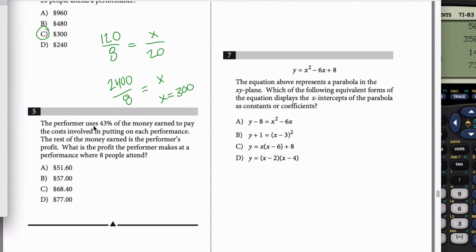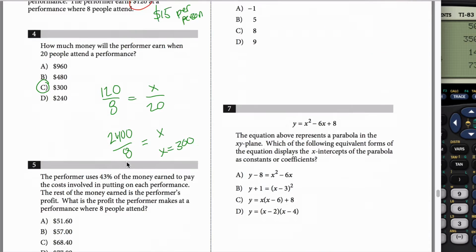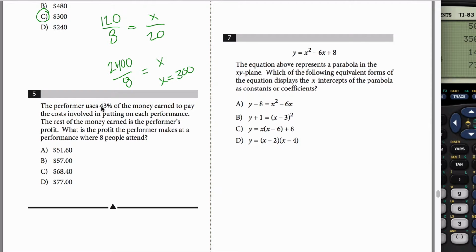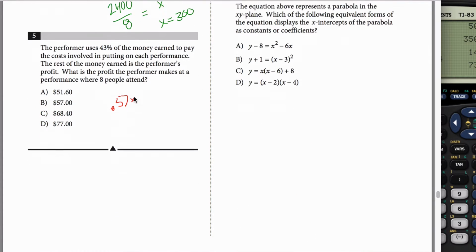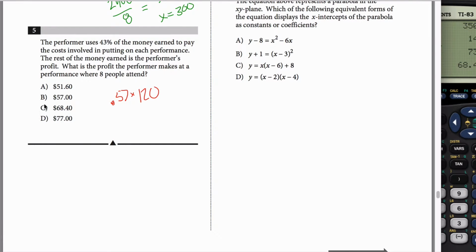Number 5, the performer uses 43% of the money earned to pay the costs involved. The rest of the money is profit. What is profit if 8 people come to the show? Well, they already told you up here that if 8 people come to the show, she earns 120 bucks. But she doesn't get to keep it all. She only keeps the rest of it, not 43%, but the remaining 57%. So if you take that 57% and multiply it by this $120, you'll get how much she walks with. So 0.57 times 120 equals 68.4, this answer here.